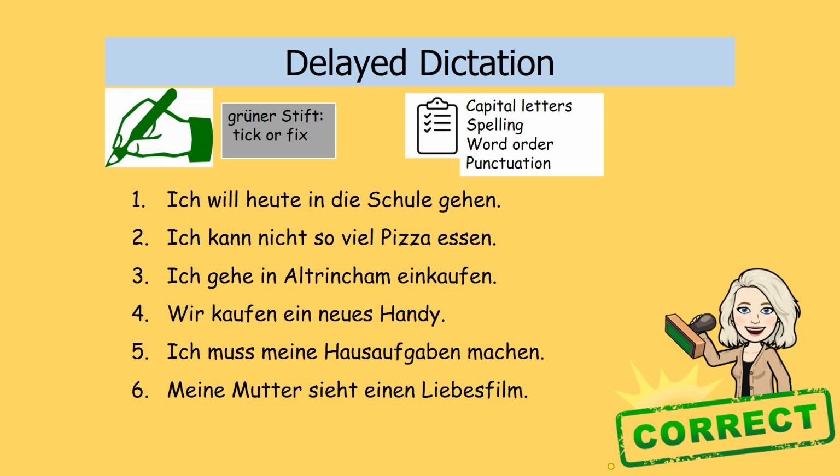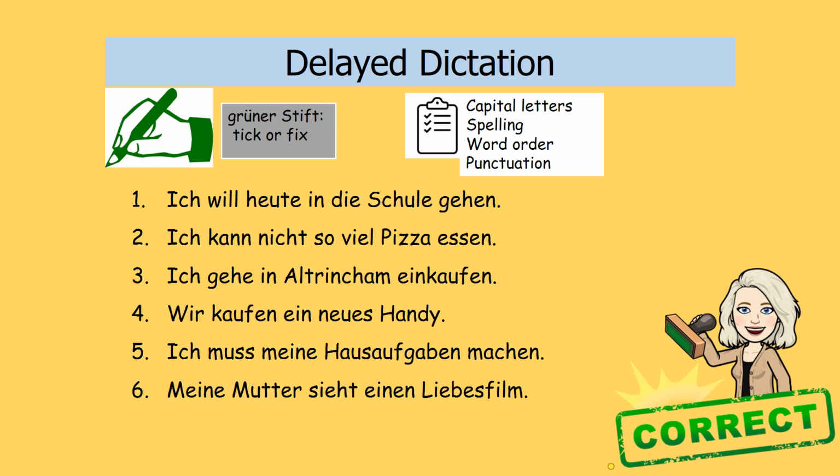Nummer 4. Wir kaufen, make sure your kaufen has got en at the end. Wir kaufen ein neues Handy. Number 5 is ich muss meine Hausaufgaben machen. I must make or do my homework. And the last one, meine Mutter sieht einen Liebesfilm. My mother watches a love film.